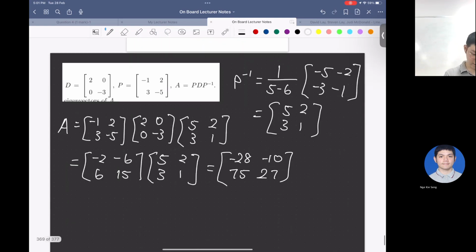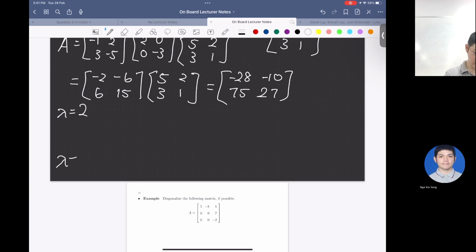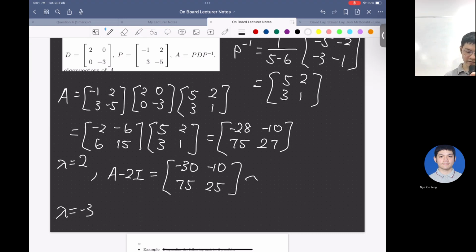So let's see what the eigenvectors are. We have two eigenvalues, lambda equals 2 and lambda equals minus 3. Let's find the eigenvector, which is to find the null space of A minus 2I. What is A minus 2I? A minus 2I is minus 30, 25, minus 10, and then 75. Okay, so row reduce this.